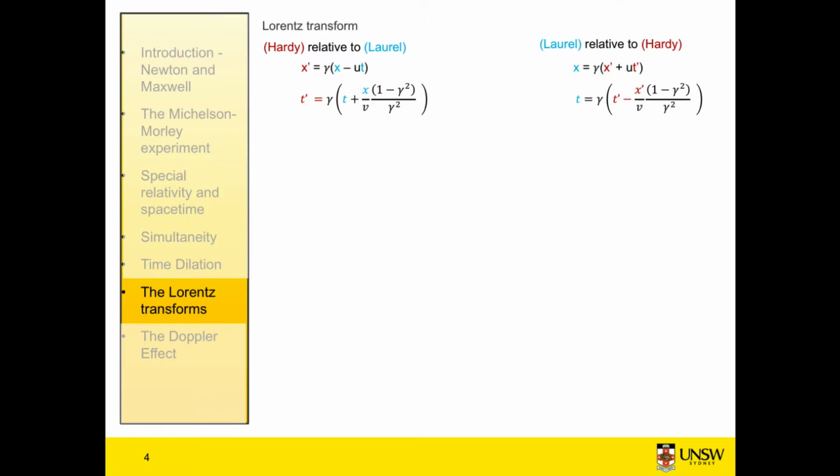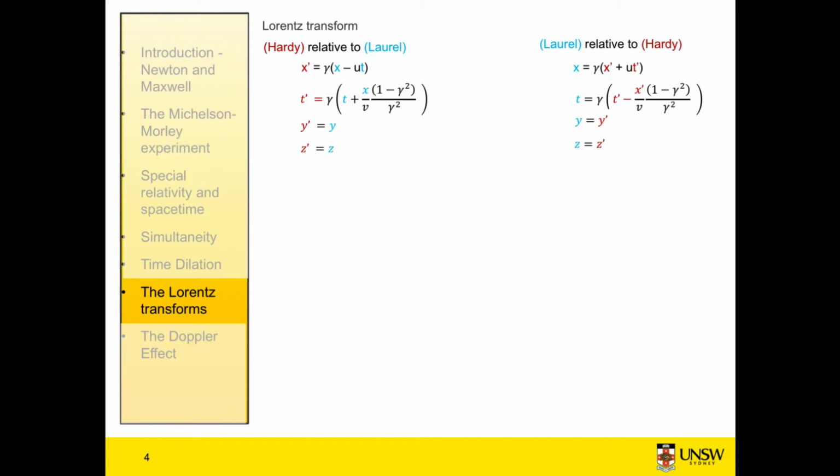Since our y and z positions in space are not moving with any relative velocity, they are equivalent in both reference frames. So just to point out, the Lorentz transforms relate the position and time of a single event in some frame S to the position and time in another frame S dash. So they're dealing only with the location of an object in space-time. They are not dealing with a time interval.